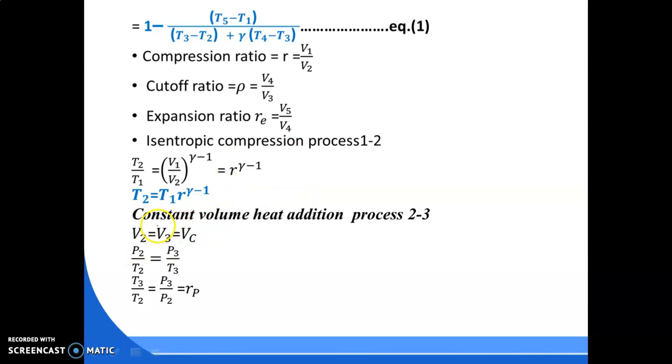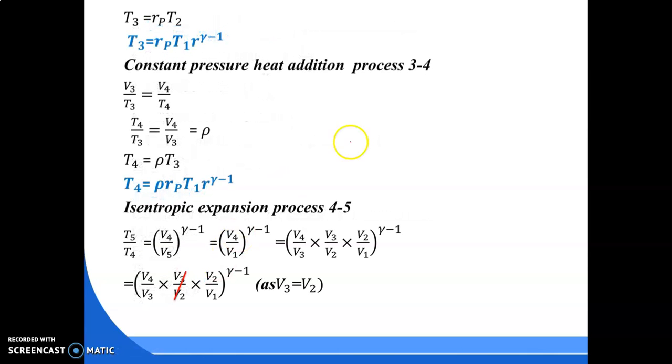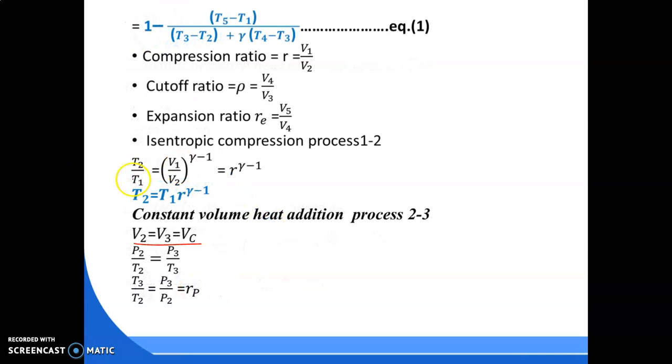And the second process is your constant volume heat addition process, 2 to 3. The volume will be constant: V2 is equal to V3 is equal to Vc. So what is the property relation? The property relation will be P2 by T2 is equal to P3 by T3. So T3 by T2 is equal to P3 by P2, that is known as your pressure ratio, Rp. So T3 is equal to Rp into T2. What is T2? T2 is equal to T1 into r to the power gamma minus 1.